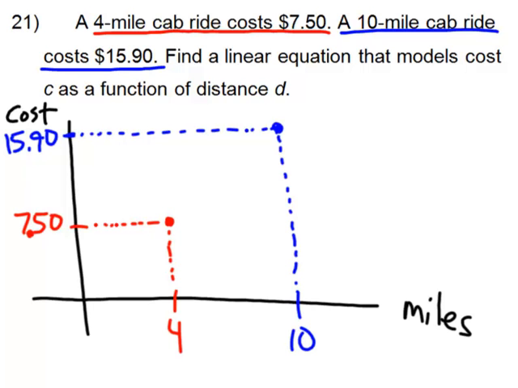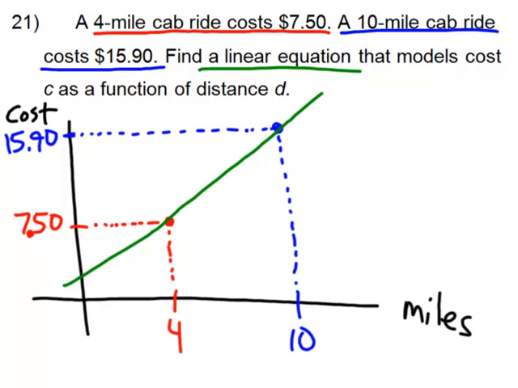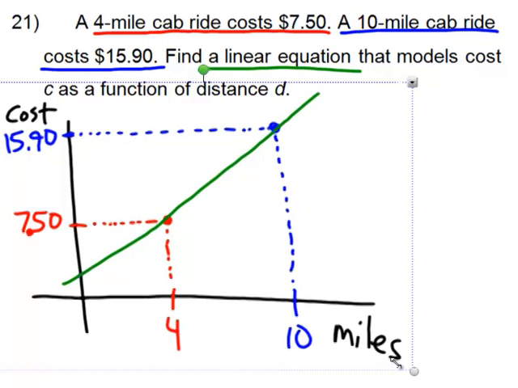Again, this is what I was talking about earlier: we've now taken a bunch of words and translated it into a graphical representation. We are now to find a linear equation. That's just a fancy way of saying find the line that goes through those 2 points. Okay, so let's shrink this down a bit.